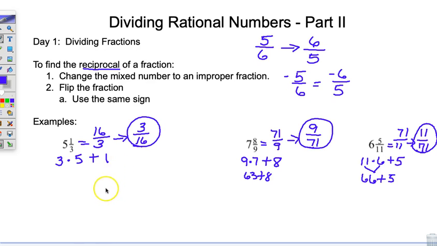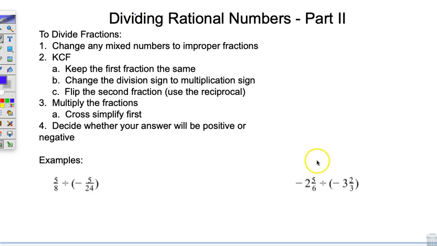Something you may have noticed, when you are finding the reciprocal of a fraction, let's go back to my first example of 5/6. If you multiply it times its reciprocal of 6/5, you get 30/30, which equals 1. So in other words, a number times its reciprocal will always be equal to 1. Let's take a look at some more examples now of not only finding the reciprocal, but also actually going a step further and actually dividing rational numbers.